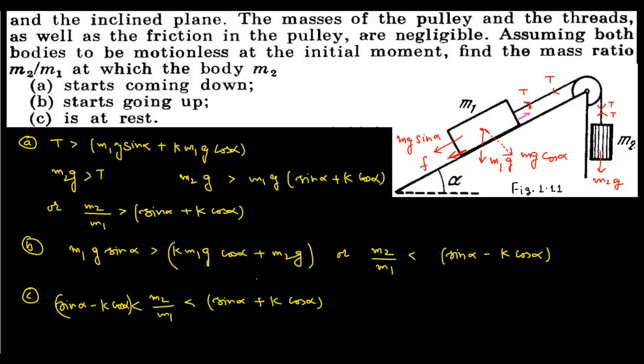So we have standard situations: if this ratio is greater than this value, only then this block will come down and this will move up the incline. If this ratio is less than this value, then M2 will move up and M1 will come down. And for this intermediate situation, the force of friction is not reaching up to the limiting value, and hence the system will remain at rest.